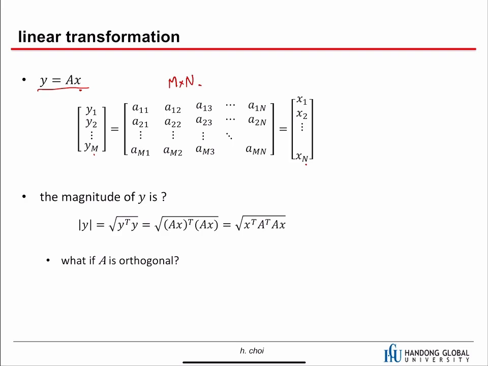And then what is the magnitude of y? The norm of y can be calculated in this way. We can replace y with A times x. Then you know how to calculate this transpose. So we have this. And what if A is orthogonal? If A is orthogonal, then this one is just the norm of x, because an orthogonal matrix doesn't change the volume at all.